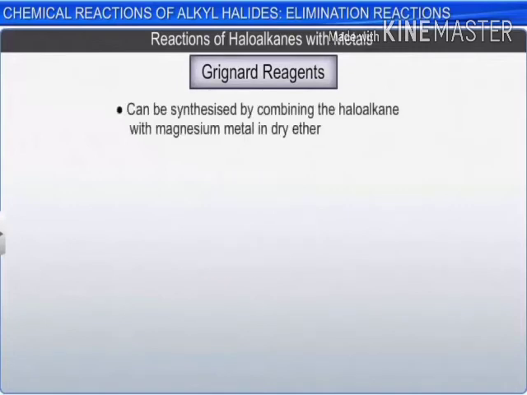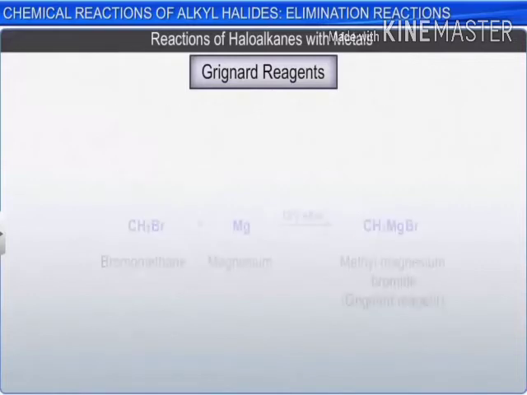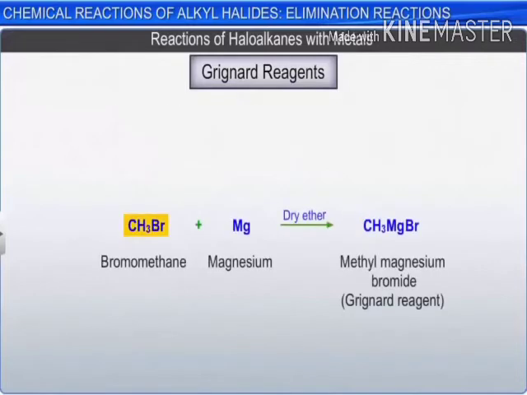A Grignard reagent can be synthesized by combining a haloalkane with magnesium metal in dry ether. A general equation is shown here. Grignard reagents are used in a variety of organic syntheses. For example, bromomethane reacts with magnesium in dry ether to form a Grignard reagent, methyl magnesium bromide.